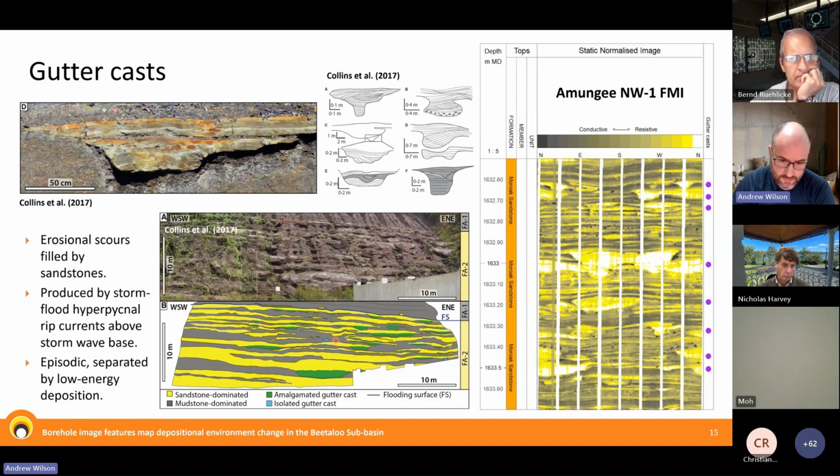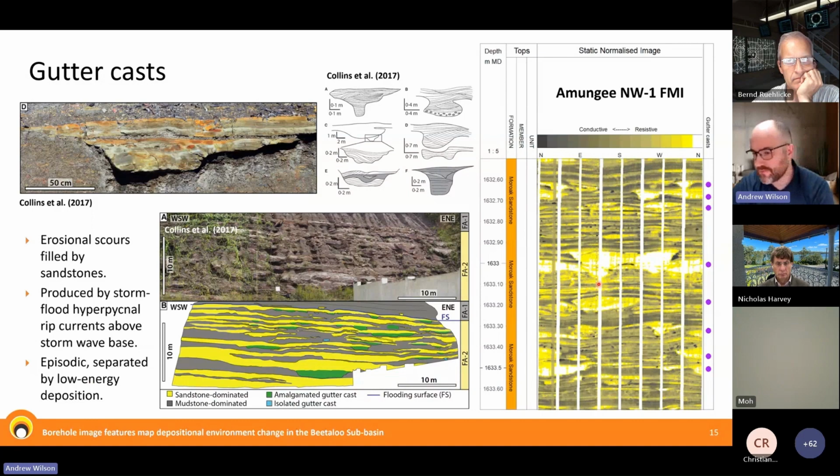Some are isolated, some are compound, some have attached sheet sandstones, but they're basically produced by storm-flood hyperpycnal rip currents in the above-storm-wave-base environment. So essentially when you have a storm, it churns up your shore face, but at the same time it floods your river valleys, and those pulses of river flooding cascade down the shelf and down the slope and cut these channels that are then filled later on.